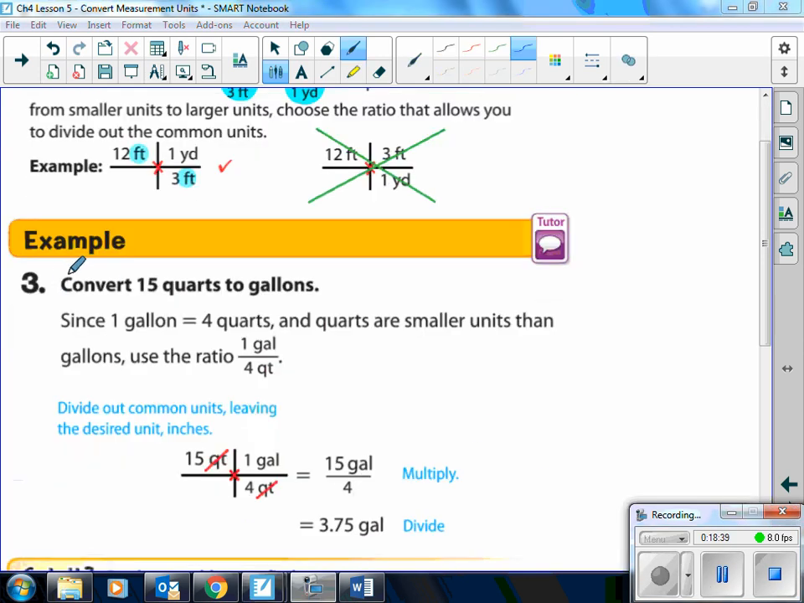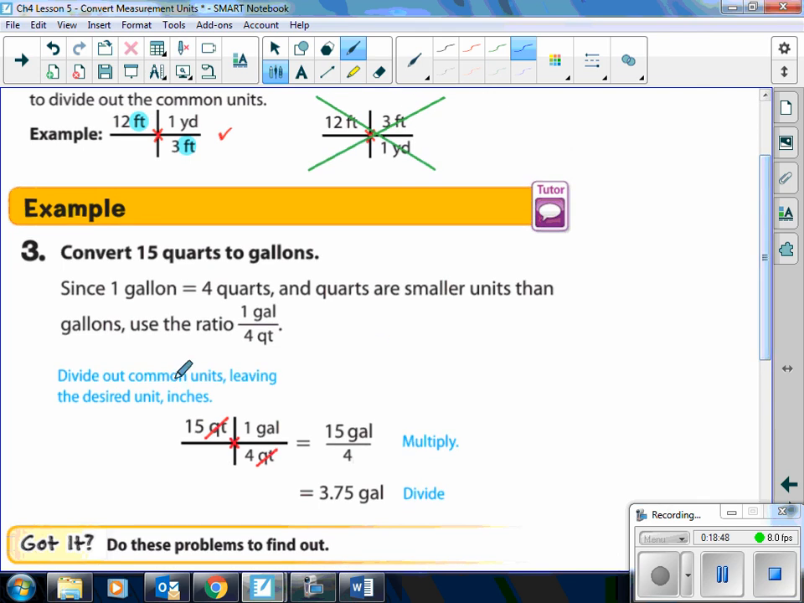For example 3, it says convert 15 quarts to gallons. Okay, this one you don't have to write it down, just pay attention and watch. So we want to convert 15 quarts to gallons. The conversion factor for quarts to gallons is 1 gallon is equal to 4 quarts. Now when we start off, you can see this chart, this table right here. What you start with is the 15 quarts. That goes in the top left-hand corner.